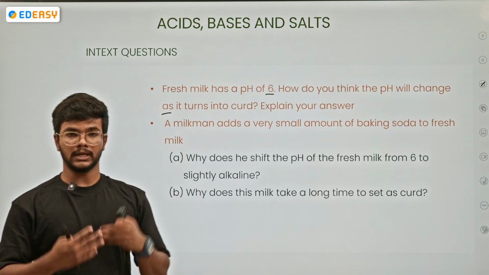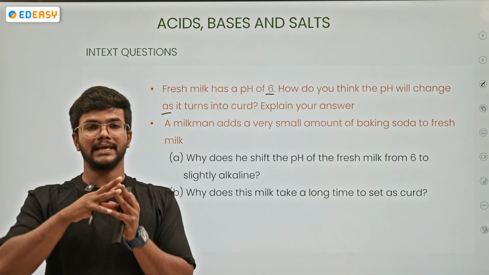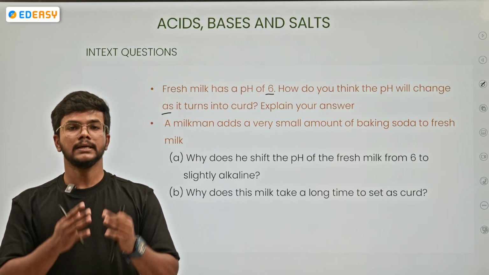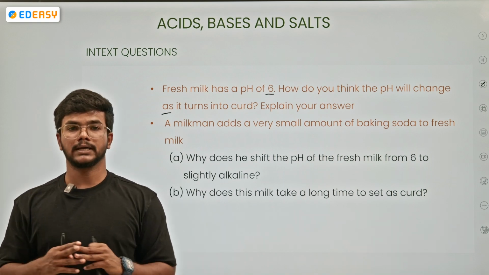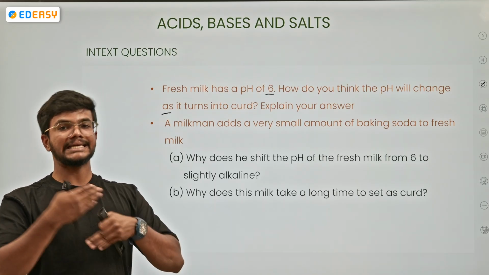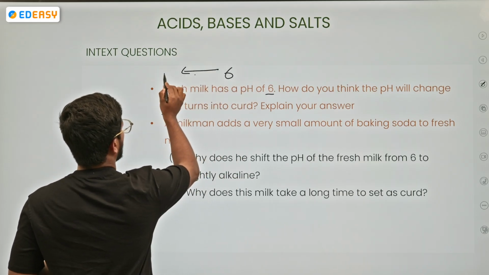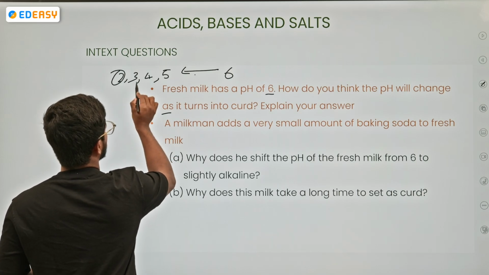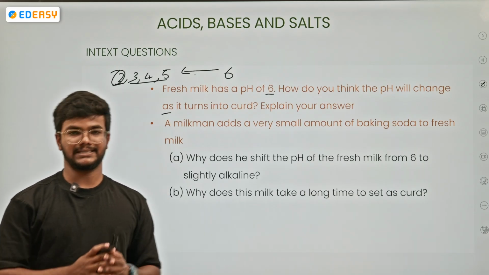So as it turns into curd, the lactobacillus in the milk acts on lactose, which is a carbohydrate. Lactose converts into lactic acid when the milk is converting into curd. So the taste of the curd will be sour. So that means the acidity is increasing. Acidity increasing means the pH value decreases from 6 to 5 or 4 or 3. Not 2, because that is a strong acid. So it may be 3, 4, 5. It's acidic in nature.